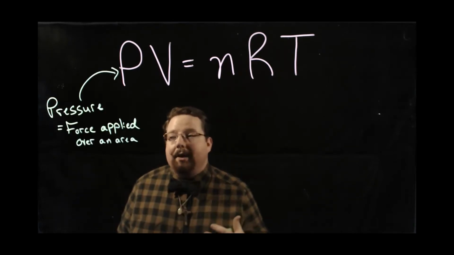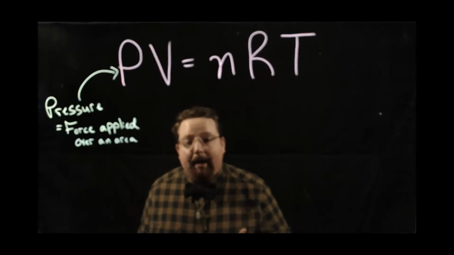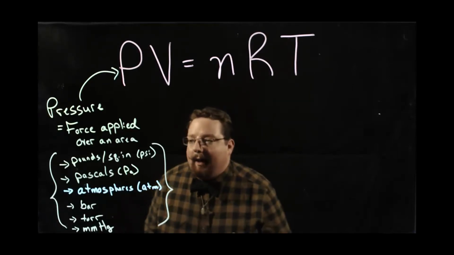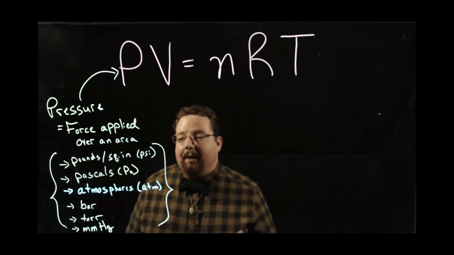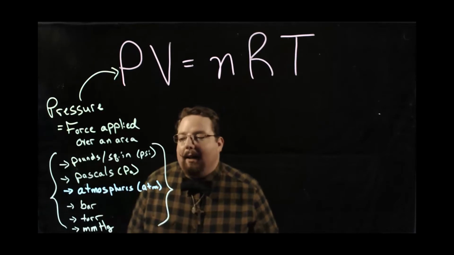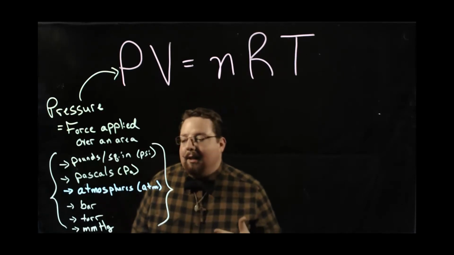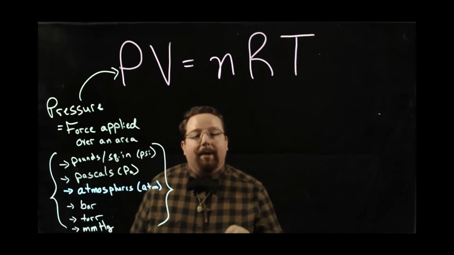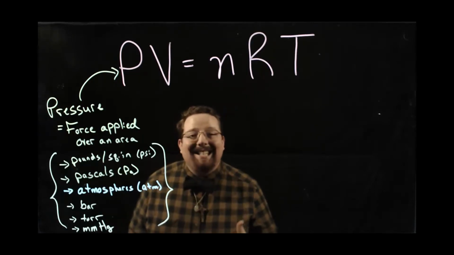P stands for pressure, and pressure is equal to the force applied over an area. There's a number of ways we can measure pressure. In the US, especially with our tires and our cars, we measure pressure in pounds per square inch, or PSI. In a lot of scientific applications, we use pascals, or the bar, the torr, the millimeter of mercury, but the one that we use for the ideal gas law is atmospheres, abbreviated ATM.